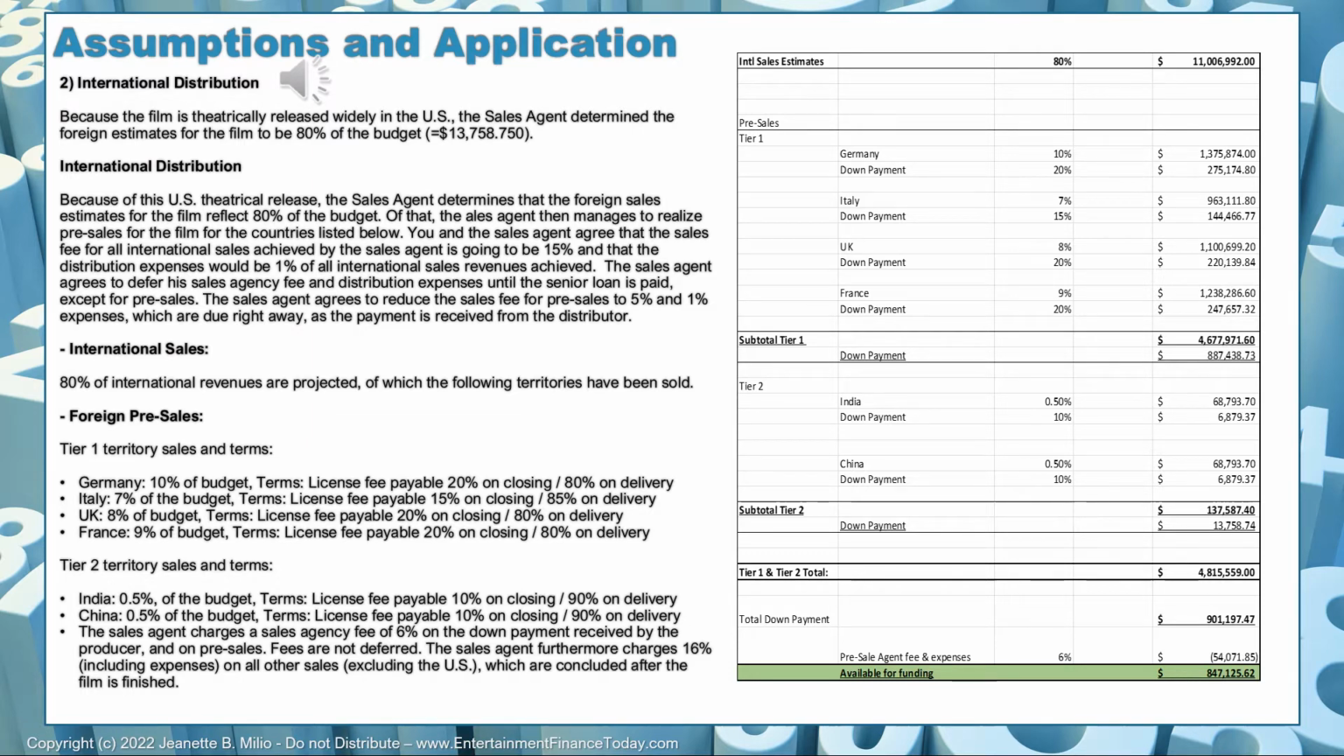So altogether, our down payment amount for the Tier 1 territories is 887,438.73. So that's the first money we will be receiving from these distributors that have pre-bought the distribution rights to our film.